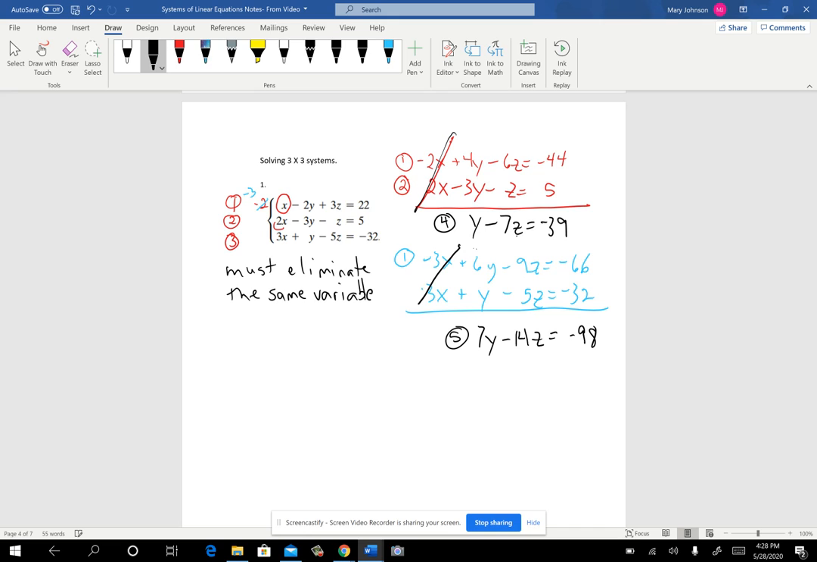Okay, so here's what we're going to do. We're going to pull equation 4 and equation 5 together.